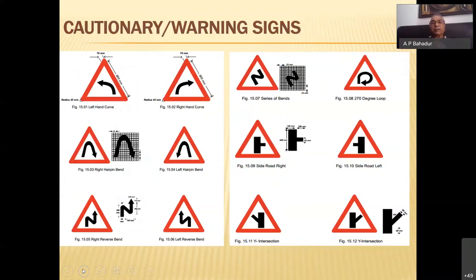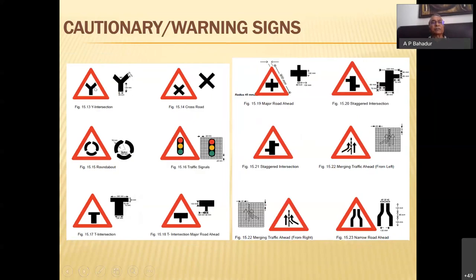Now, coming to the cautionary signs. As I told earlier, these are triangular in shape with a red border, white background, and black legend. So as you can see here, some of the commonly used and useful ones: left-hand curve, right-hand curve, right bend, series of curves, series of bends. Side road ahead, side road on right, on left, depending upon the direction. Y intersection, crossroad, roundabout, signal, T intersection, major road ahead, crossroad, left, right, traffic merging from left, traffic merging from right.